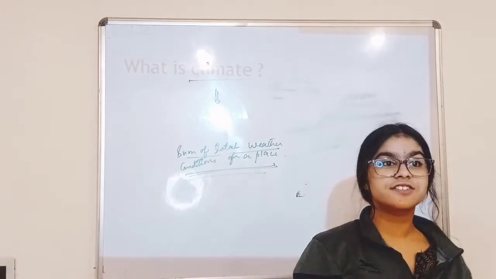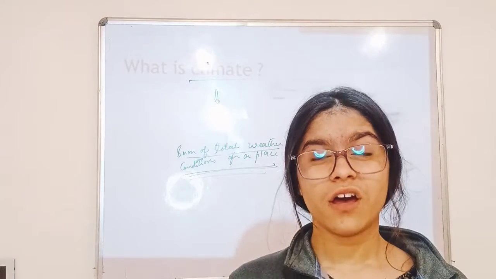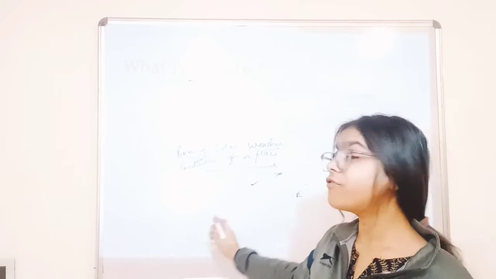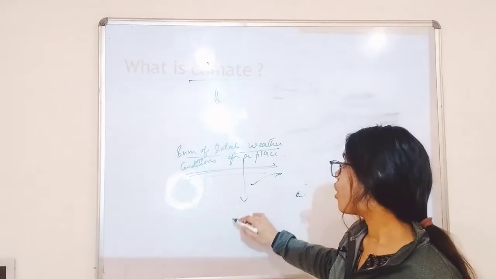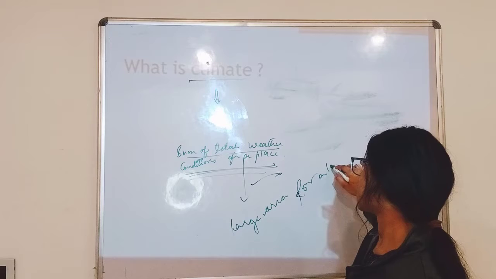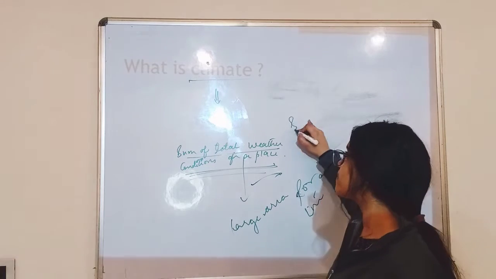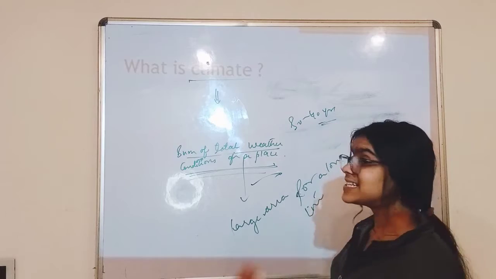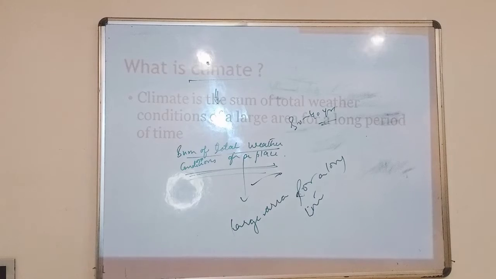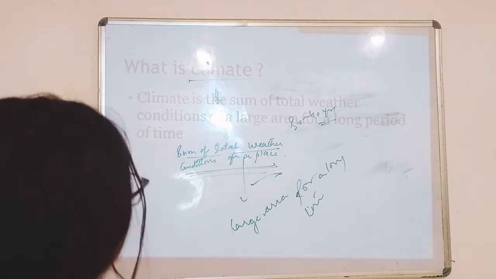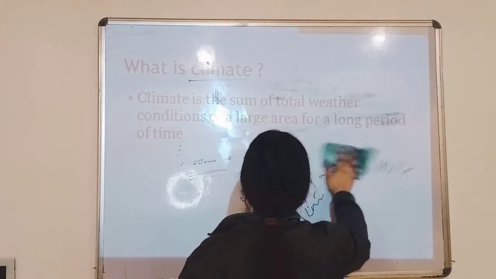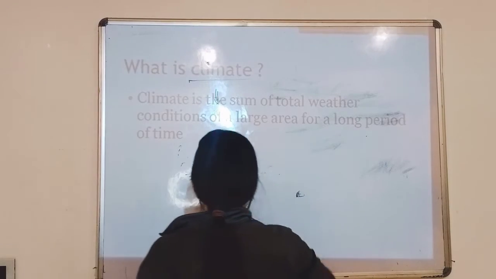Or rather, climate refers to a large area. It refers to the sum of the total weather conditions of a place, of a large area for a long period of time, say suppose 30 to 40 years, right? That's my climate. Now let's see what is written here in the book. It is written that climate is the sum of the total weather conditions of a large area for a long period of time. Yes, almost same as I said, right?